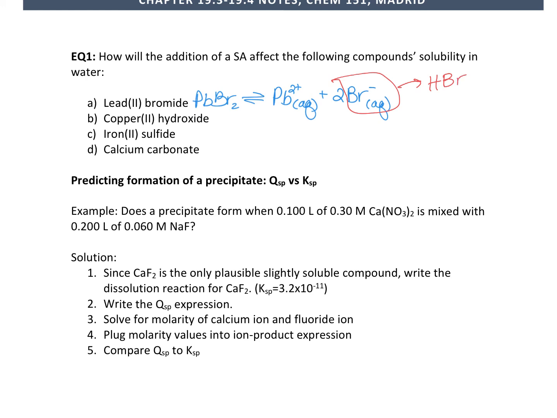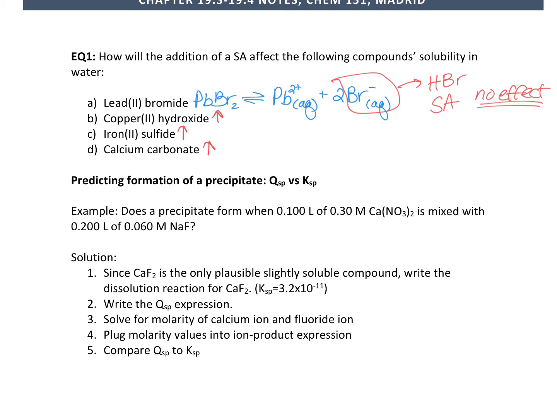Is hydrobromic acid strong or weak? It's a strong acid. So bromide is not the conjugate anion of a weak acid. Therefore, there is no effect on solubility. So that would be the answer for A. I would suggest that you try B, C, and D, and then come back to see the answer. So pause it now, and then play the video when you are ready.